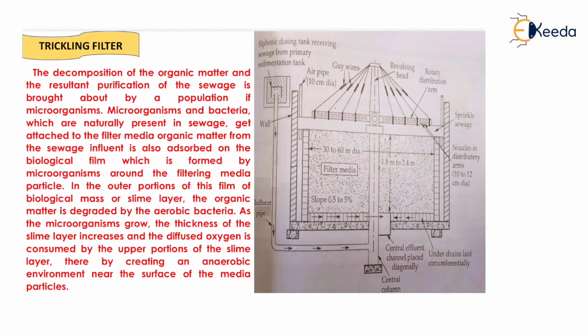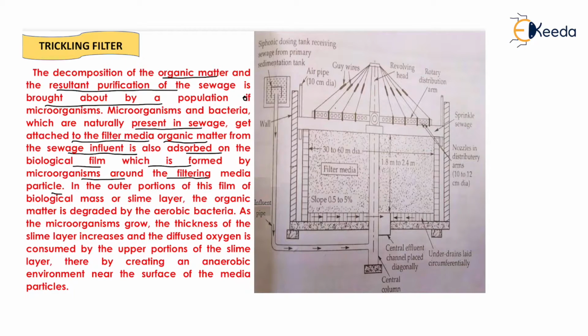Now the decomposition of organic matter and resultant purification of the sewage is brought about by a population of microorganisms. Microorganisms and bacteria which are naturally present in sewage get attached to the filter media. Organic matter from the sewage influent is also adsorbed on the biological film which is formed by the microorganism around the filtering media particle. Now what will happen?